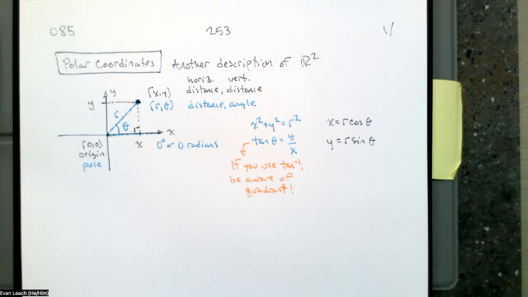Polar coordinates are going to be very good at describing things that are round and very bad at describing things that are rectangular.